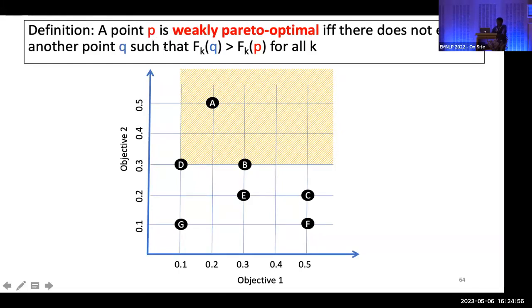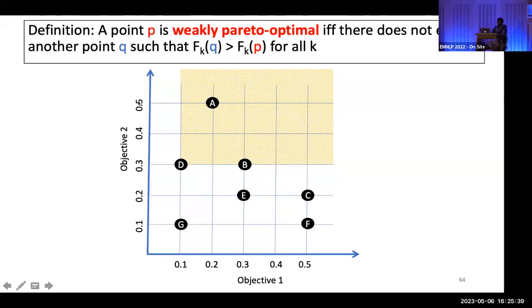So we'll define a point here. P is called weakly Pareto optimal if and only if there does not exist another point Q such that all the objectives of Q are strictly better than all the objectives of P. Okay. So in other words, I take two points. Let's say this is a point P, and does there exist another point such that it's strictly better in objectives? It turns out the answer is yes, right? So there exists A. A has objective 1 at 0.2. That's better than D's 0.1, right?